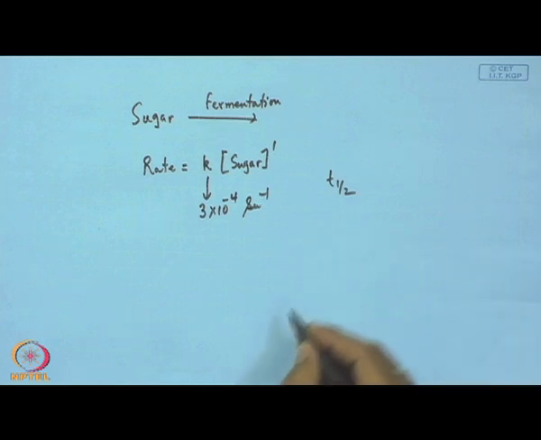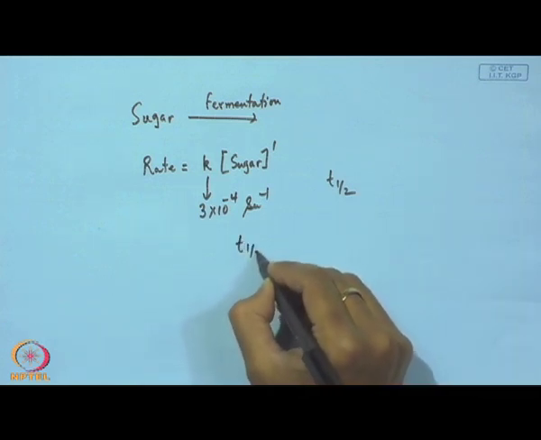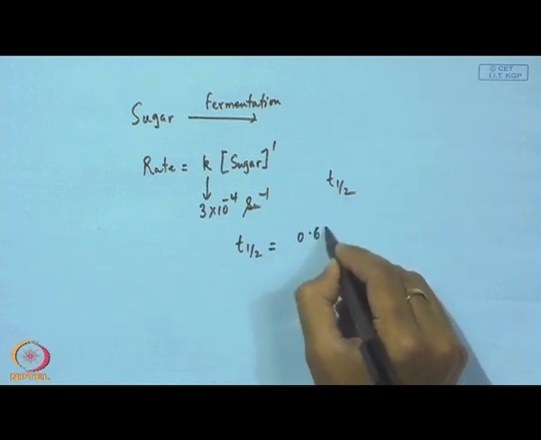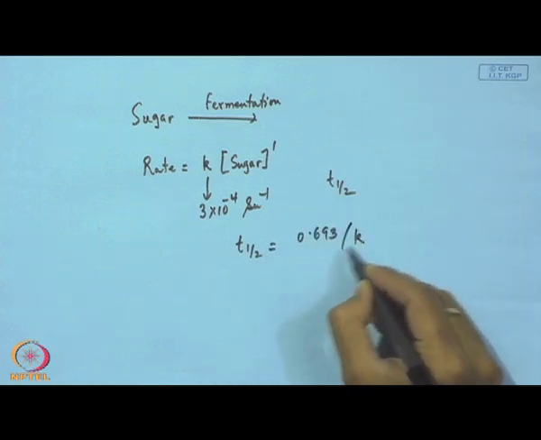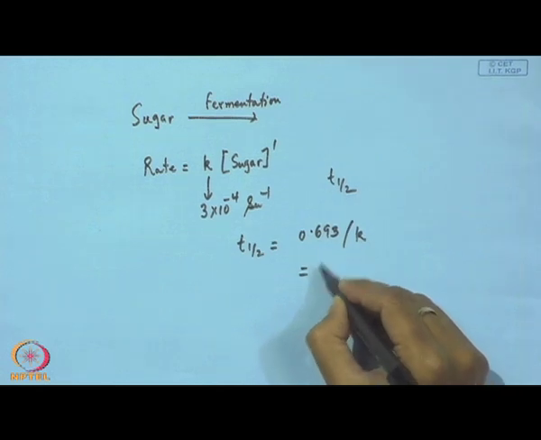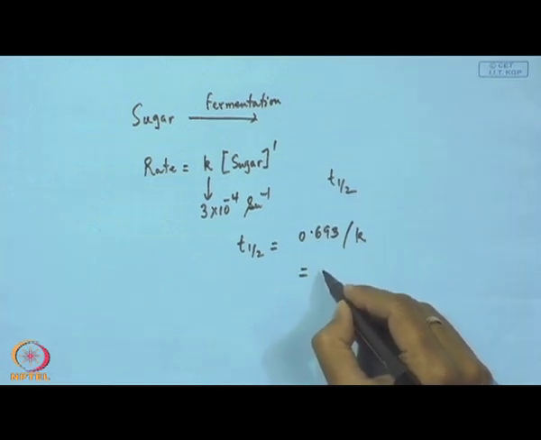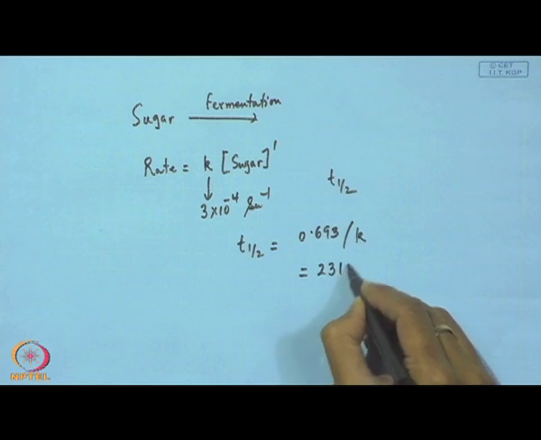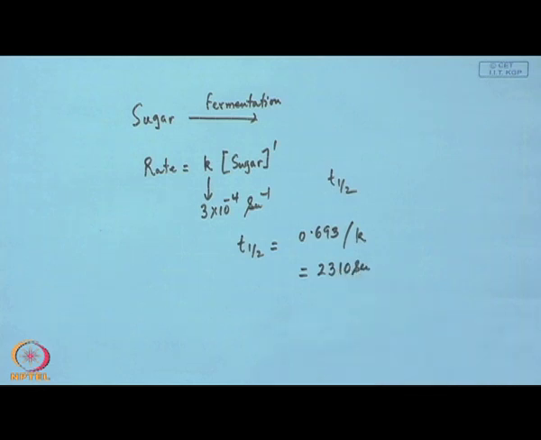Since it is a first order process, t half will be equal to 0.693 by k, which is equal to, if we plug in the appropriate numbers, 2310 seconds. So, half life is 2310 seconds.